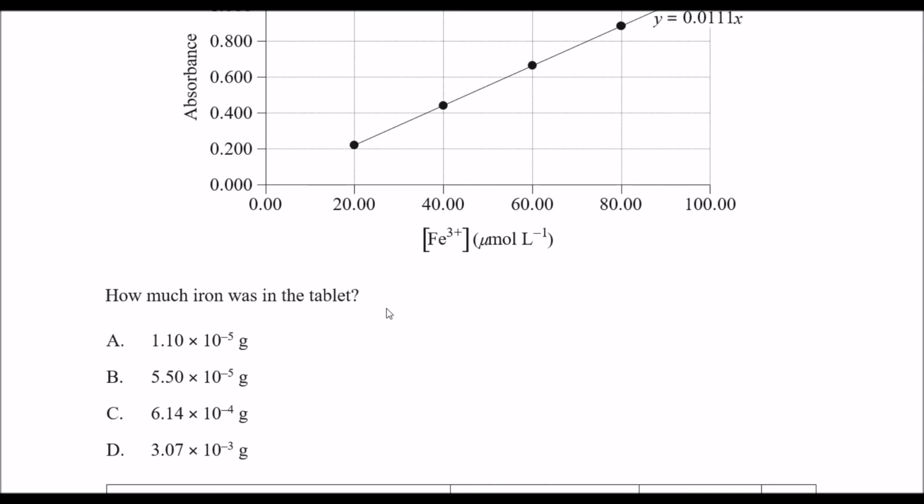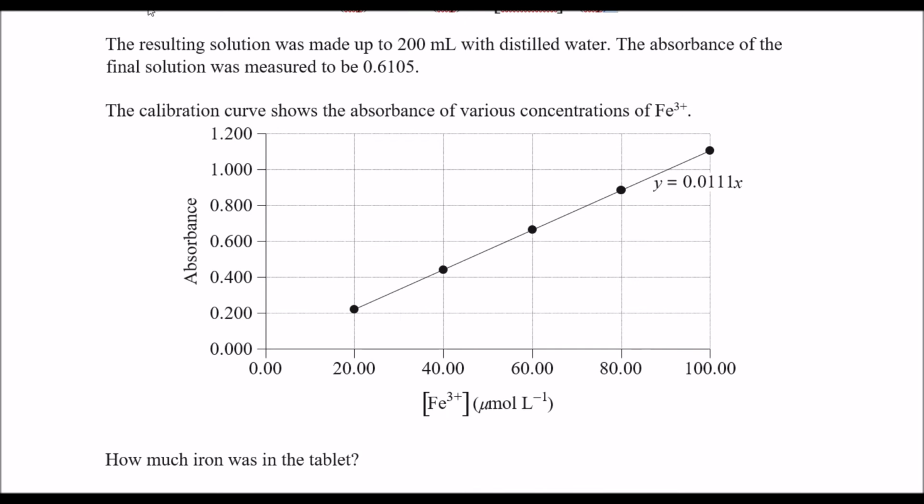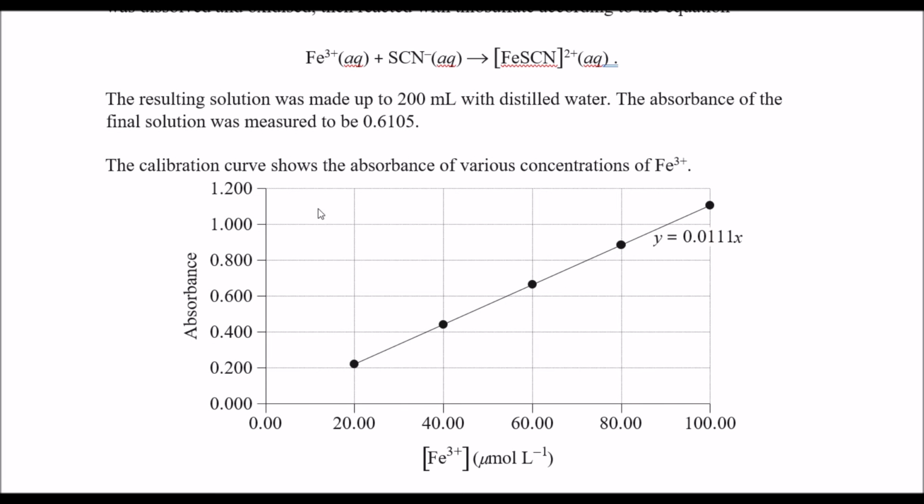So how much iron was in our tablet? Let's try and work that out. To do this question, let's look at where the final absorbance is. It's about 0.61, so around about this range here. If I draw an imaginary line, that should give me a plot of where the theoretical concentration of iron 3 plus is.